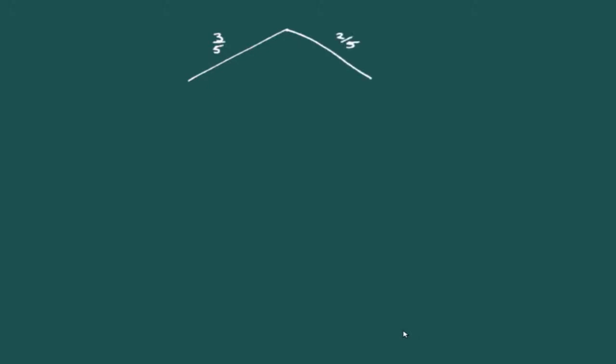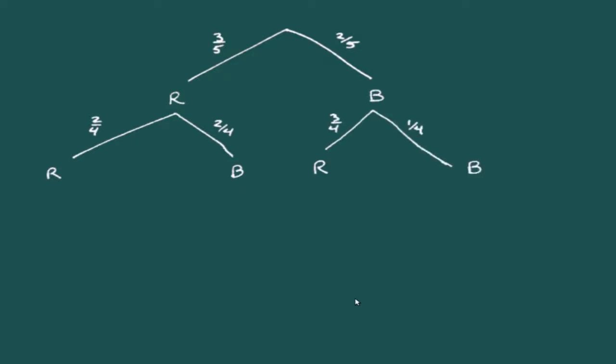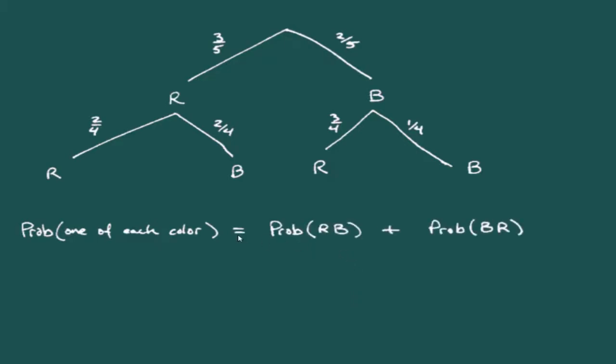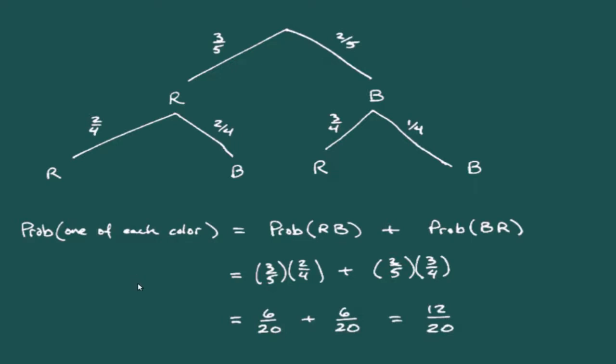Well, from our tree, the probability of one of each color is going to be equal to the probability of red then blue plus the probability of blue then red, because those are our two paths that correspond to the condition of one of each color. Well, for the path red-blue, we've got 3/5 times 2/4. For the probability of blue then red, we've got 2/5 times 3/4. So 3/5 times 2/4 plus 2/5 times 3/4 gives us 6/20 plus 6/20 or 12/20.